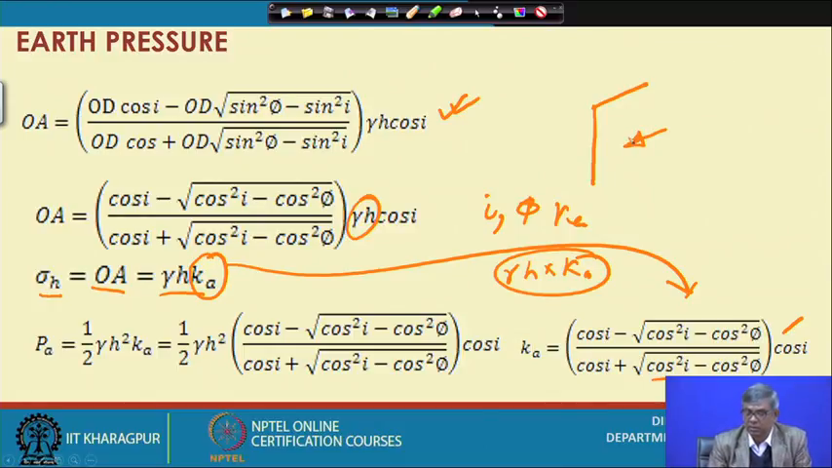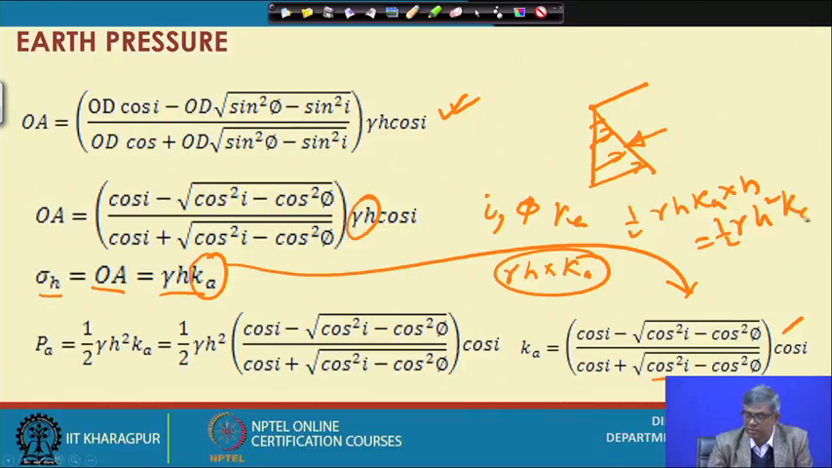So, this is the way we have to do. And then what is the thrust or total of this? Total, actually, you can see gamma h Ka. So, you can draw a diagram like this: gamma h Ka. So, half multiplied by gamma h Ka multiplied by h. So, half gamma h square Ka.